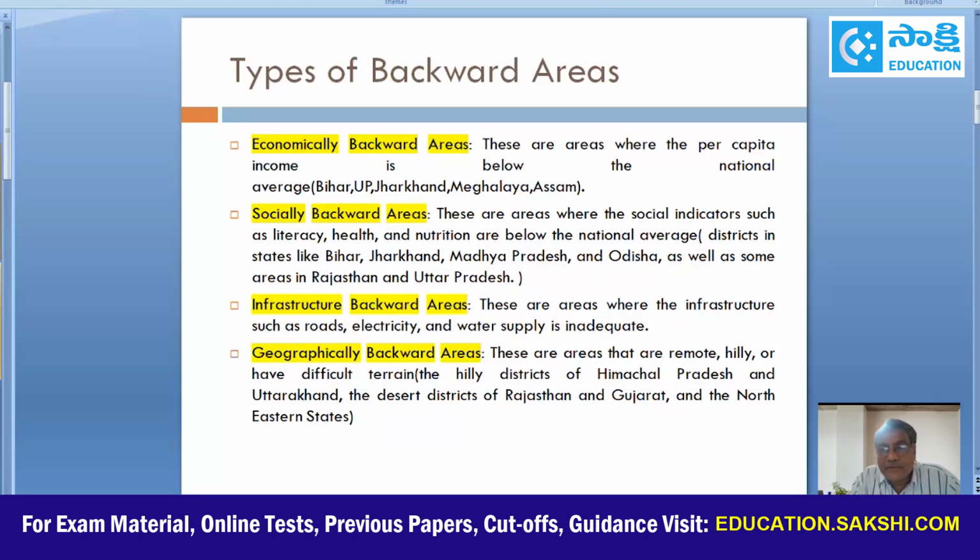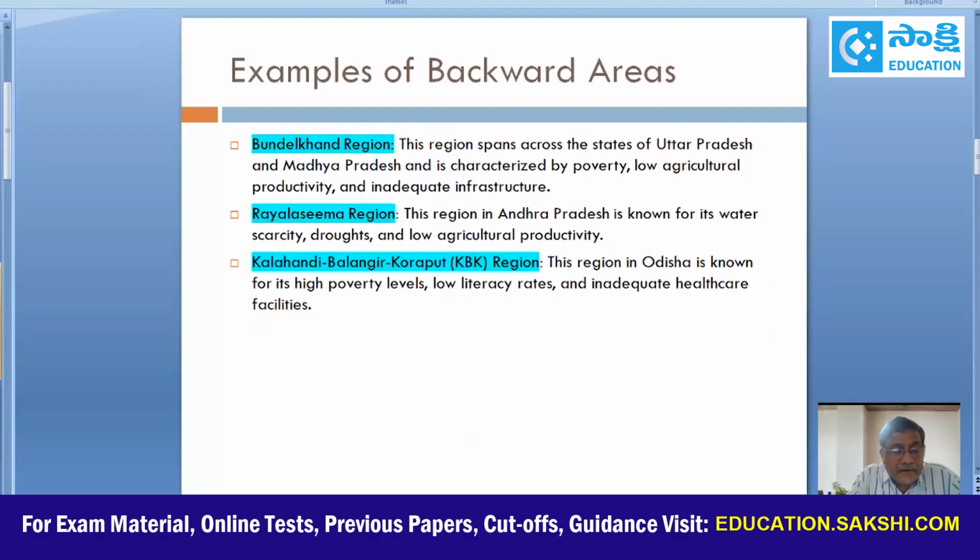And the next one, for example, if you observe Bundelkhand region, this region spans across the states of Uttar Pradesh and Madhya Pradesh and is characterized by poverty, low agricultural productivity, and inadequate infrastructure. So particularly these are the characteristics of Bundelkhand region. There you will find more poverty, a higher proportion of people living below the poverty line, and agricultural productivity is also very low, and infrastructure facilities are also very low.